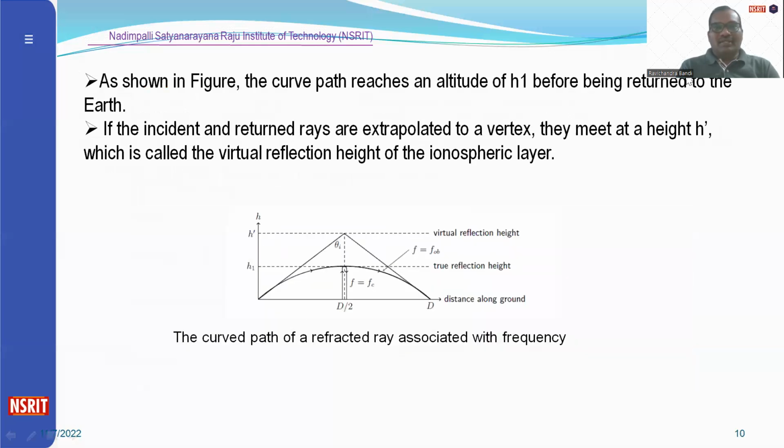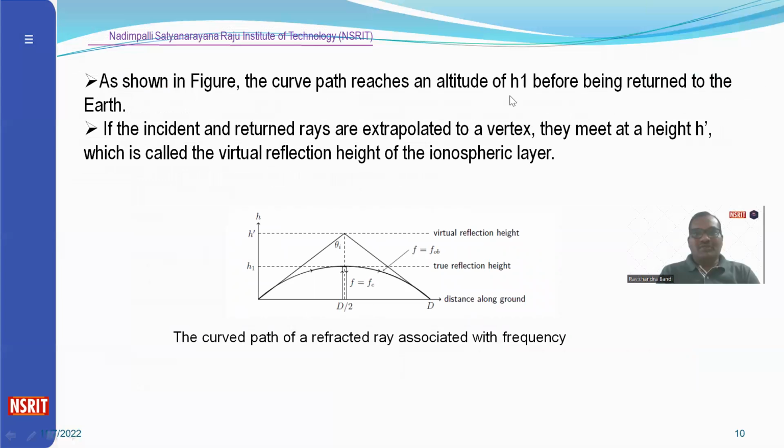As shown in the figure, the curved path reaches an altitude of h1 before being returned to the earth. If the incident and return rays are extrapolated, that is, projected to meet at a vertex, they meet at a height of h, which is called the virtual reflection height of the ionospheric layer. So this is the bending path. This height h1 is the true reflection height, while the virtual reflection height is obtained by the projection of the wave into the ionosphere.